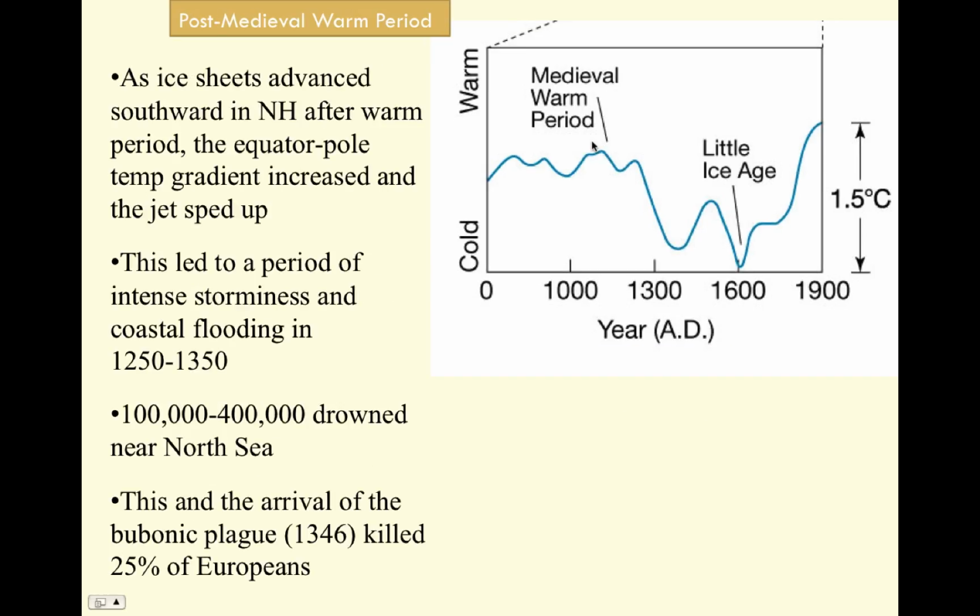This cooling period that happened after the medieval warm period is shown here around the 1300s as a sharp decrease. What happened was the ice sheets advanced southward from the North Pole. This increased the equator to pole temperature gradient, and therefore the jets sped up significantly. That caused a period of intense storminess and coastal flooding from 1250 to 1350 AD.